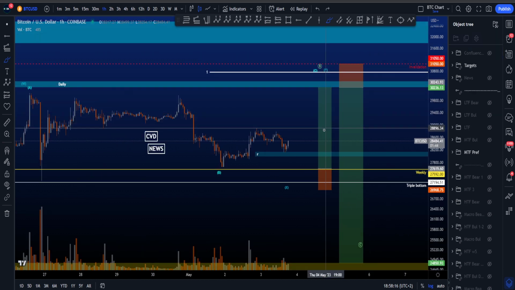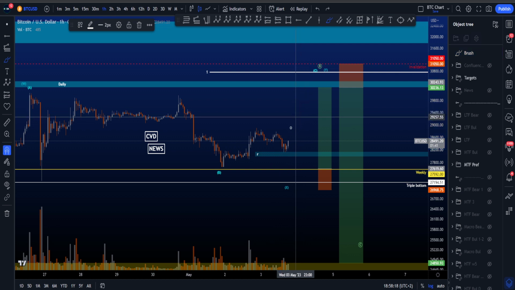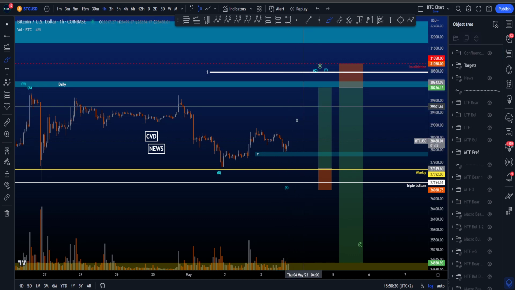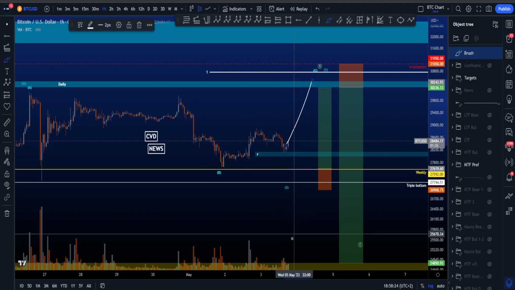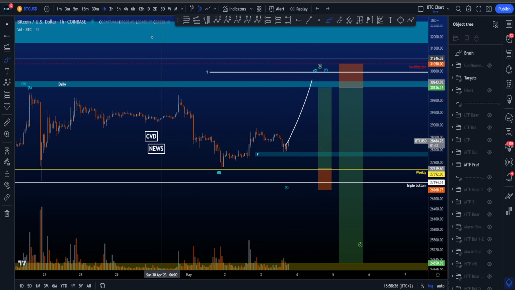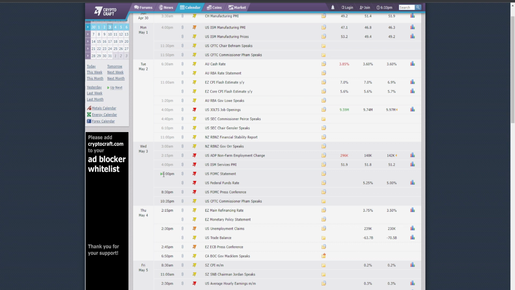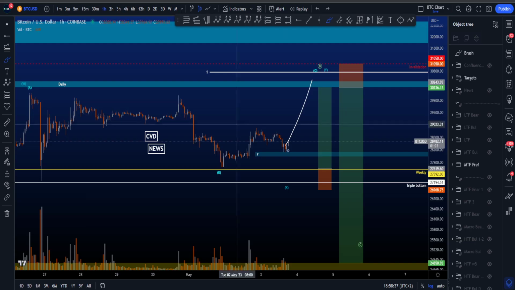And that kind of depends on how quickly price is going to move to the upside. If it goes up over here with a high amount of volume, because don't forget, we still have news coming today at 8 p.m. Central East European time. Basically in an hour, we got the FOMC statement and some other stuff going on and a press conference. So volatility might kick in.